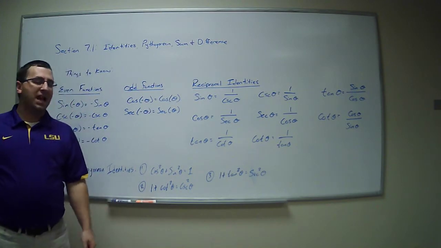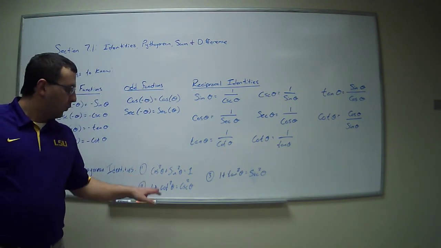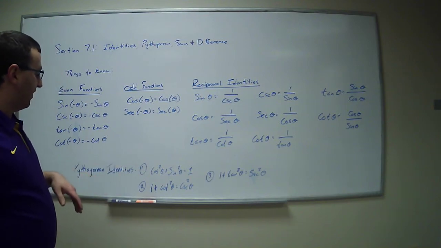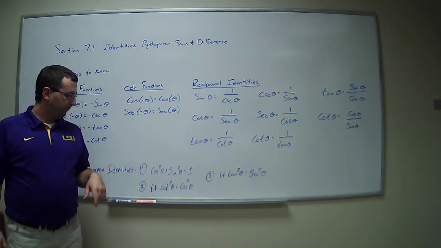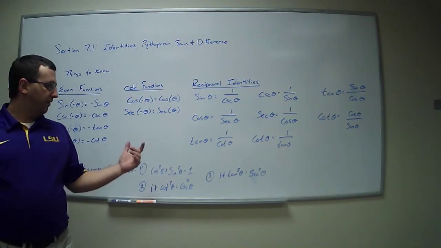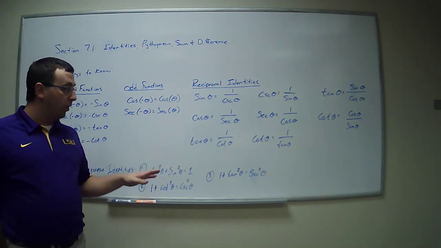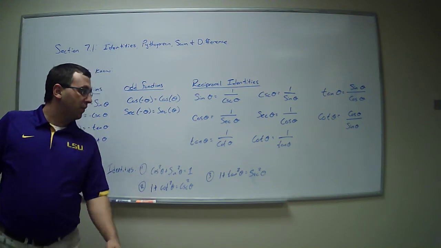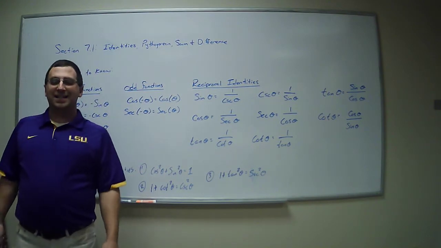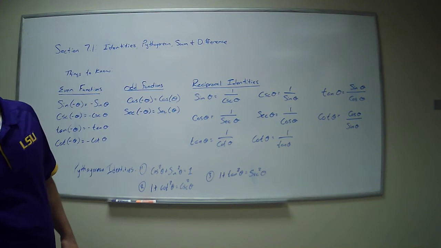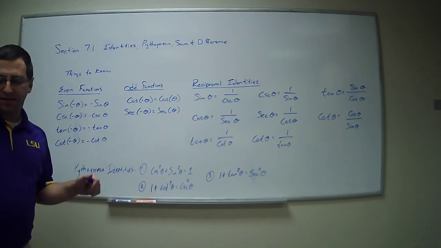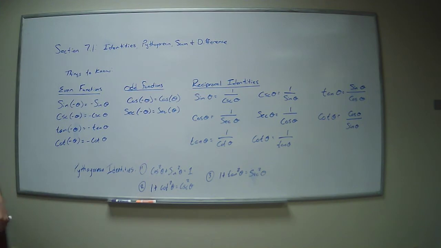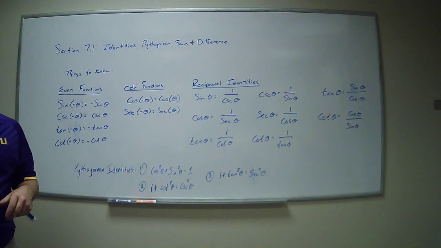The second Pythagorean identity is 1 plus cotangent squared theta equals cosecant squared theta. The third one, definitely an important one, 1 plus tangent squared theta equals secant squared theta. All right? So, I'm going to give y'all a little bit of chance to write these down, and then we're going to start solving some problems using these identities.